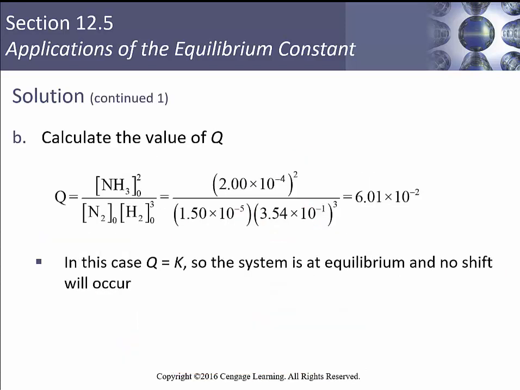So then we'll do it for B. All right, same idea. We're still going to do products over reactants, making sure we exponentiate properly based on the balanced chemical equation. And we get 6.01 times 10 to the minus 2. So Q is equal to K. There's going to be no change.